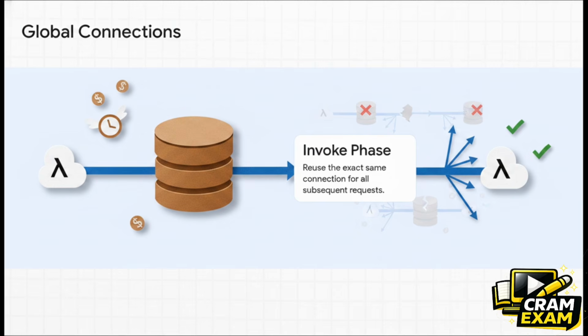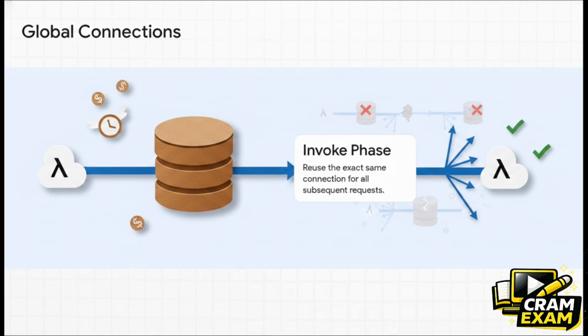Every single time a user hits your API, Lambda creates a brand new TCP connection to the database, executes the query, and then tears the connection down. That network handshake alone takes 200 milliseconds. If your app gets 10 million requests a month, you are paying for 2 million seconds of pure networking overhead.